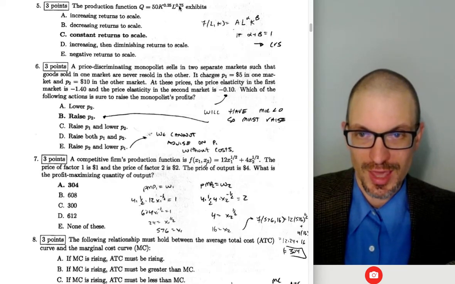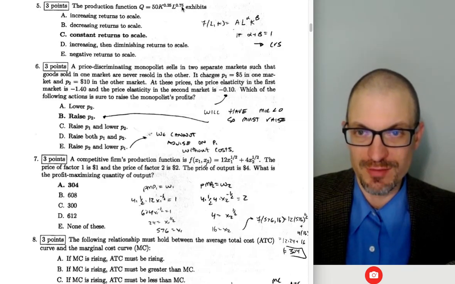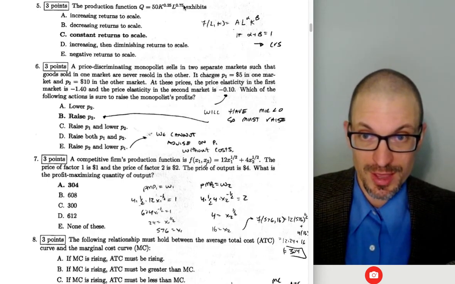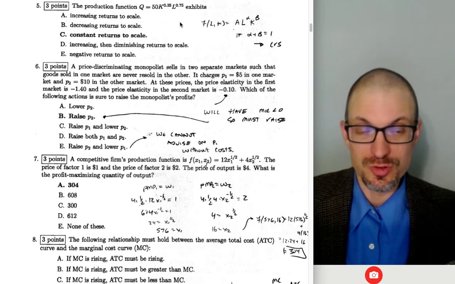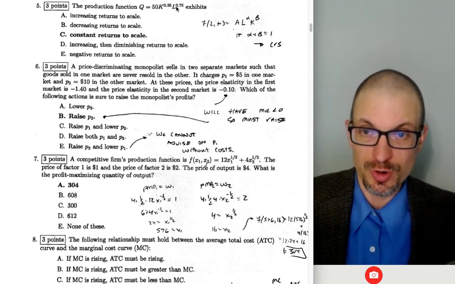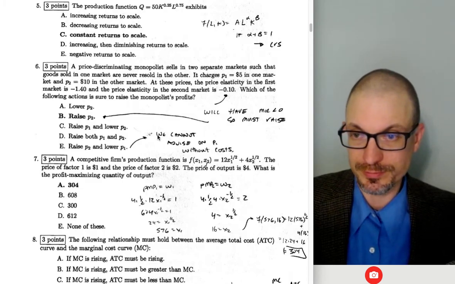So if this was just like 1, then it'd be 1 plus 0.25, which is 1.25, and then it'd be increasing returns to scale. Or if this was like 0.5, then summing 0.5 plus 0.25 would be 0.75, and then we'd have decreasing returns to scale. But here, 0.25 plus 0.75 is 1, so we have constant returns to scale.